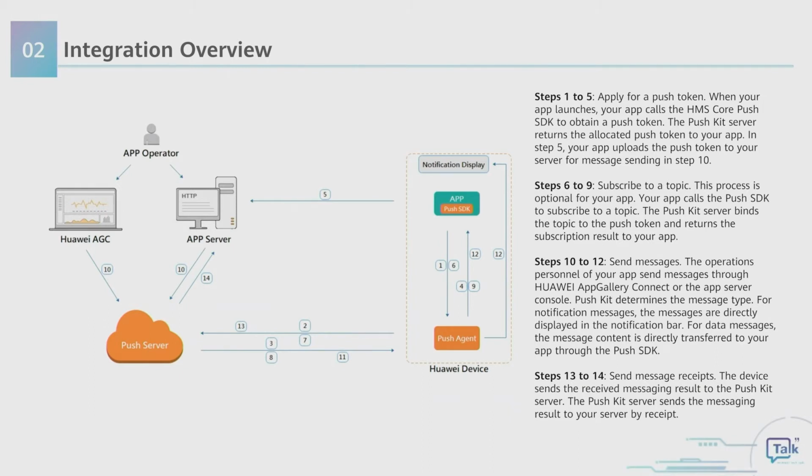Push Kit would determine the message type and display directly if it's a notification message, or transfer data to your app if it's a data message. Finally, the device would send message receipts back to the Push Kit server, and the Push Kit server can send the result to your own server. There is a bit more preparation we'll need to do.